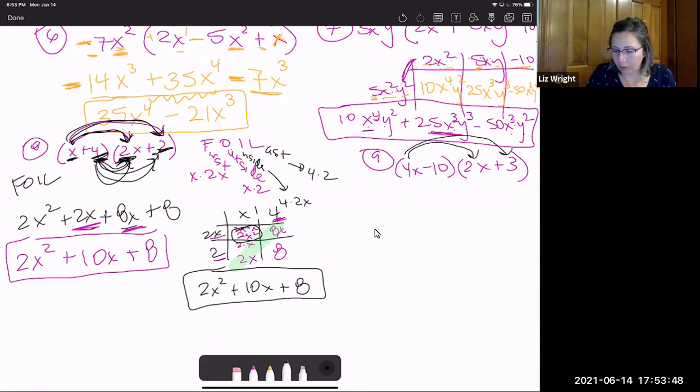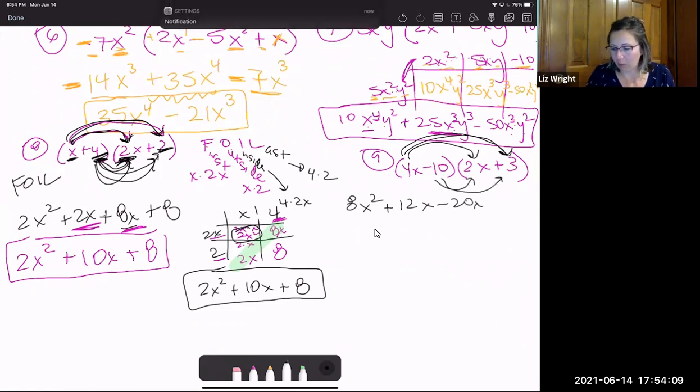So then the first term, we're going to get 4x times 2x is going to give me 8x squared. And then I'm doing 4x times 3, which is going to give me 12x. I've got a negative 10 times a positive 2x, which is going to give me negative 20x. And then I've got a negative 10 times a positive 3, which is going to give me a negative 30.